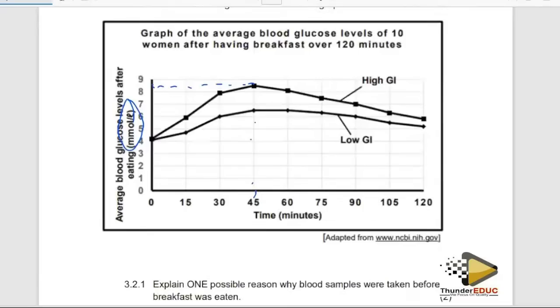So when you eat high GI food, it means that the glucose is going to increase sharply. There is a sharp increase, and then after 45 minutes, it decreases still sharply. While here, it is going to be gradual. There's a gradual increase immediately after the meal, and then a gradual decrease after 45 minutes still. Yeah. So basically, that is it.